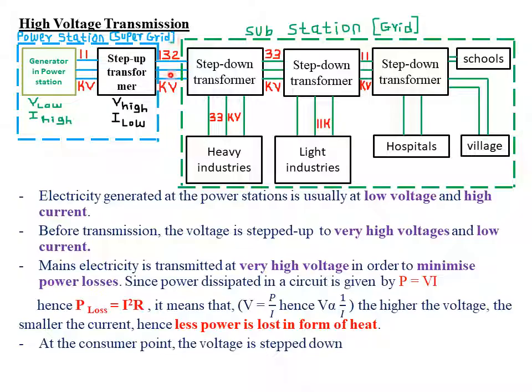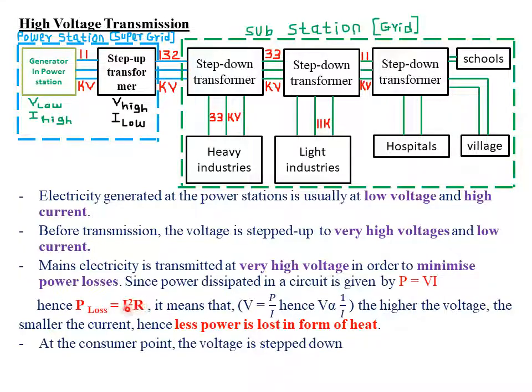Remember, the purpose of stepping up was simply to reduce the power losses in the process of transmission, whereby you are saying that before transmission, the voltage is stepped up to very high voltages and low currents. So we are saying that the mains electricity is transmitted at very high voltage in order to minimize the power losses. Since the power dissipated in a circuit is usually given by P = VI, then the power loss in those particular transmission cables will be given by I squared R.